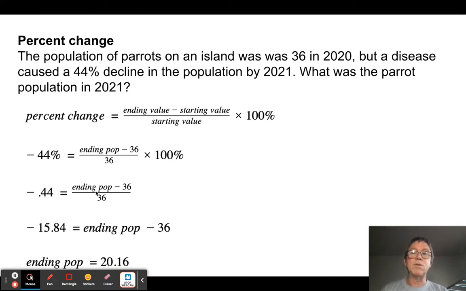Next thing I'm going to do is multiply both sides by 36 to clear this out of the denominator. That gives me negative 15.84 is equal to the ending population minus 36. So if I wanted the ending population, I have to add 36 to both sides. This goes away, and this becomes 20.16. I doubt I have 16% of a parrot, so I'm just going to round this and say there's probably 20 parrots.